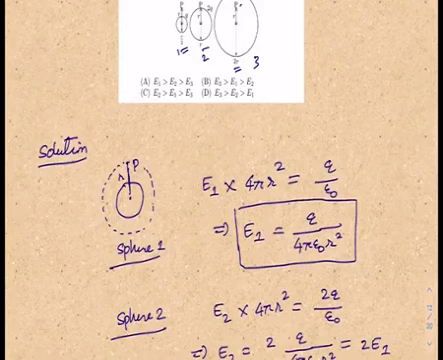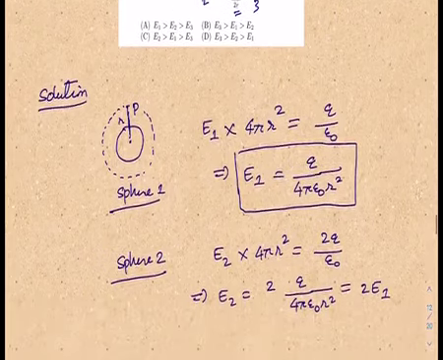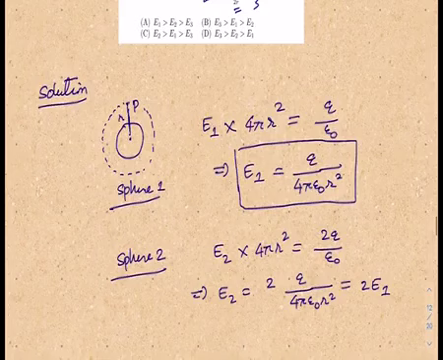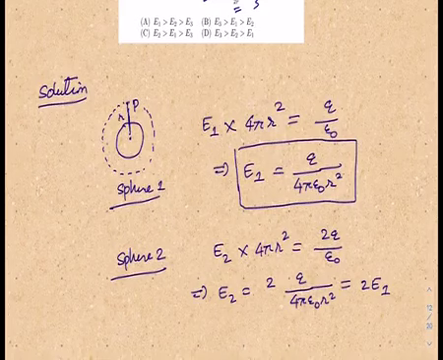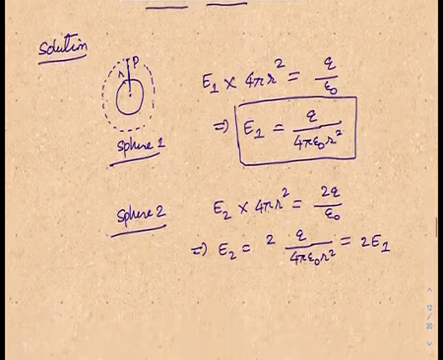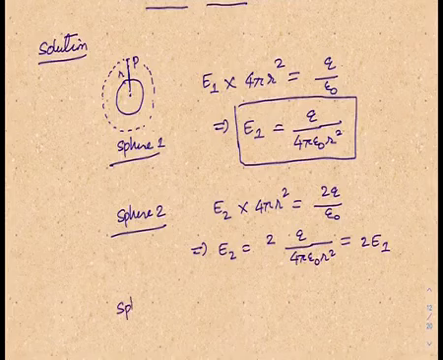So E2 is greater than E1. That is immediate, but if you look at the options, A and B cannot be correct, so therefore you have to find out the last one also, sphere 3.